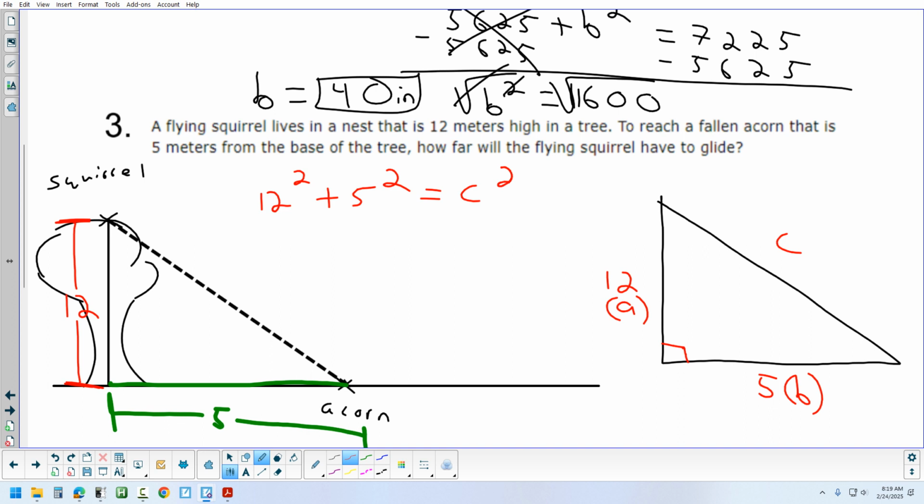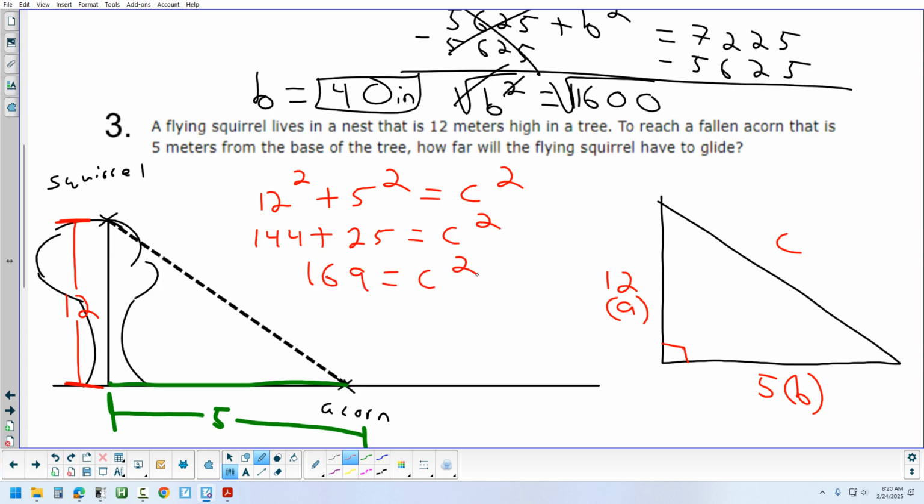All right, now let's do it out. 12 squared. What's 12 times 12? 144. And 5 times 5. 5 squared is 25. Good. If we add those two together, it's going to give us 169.